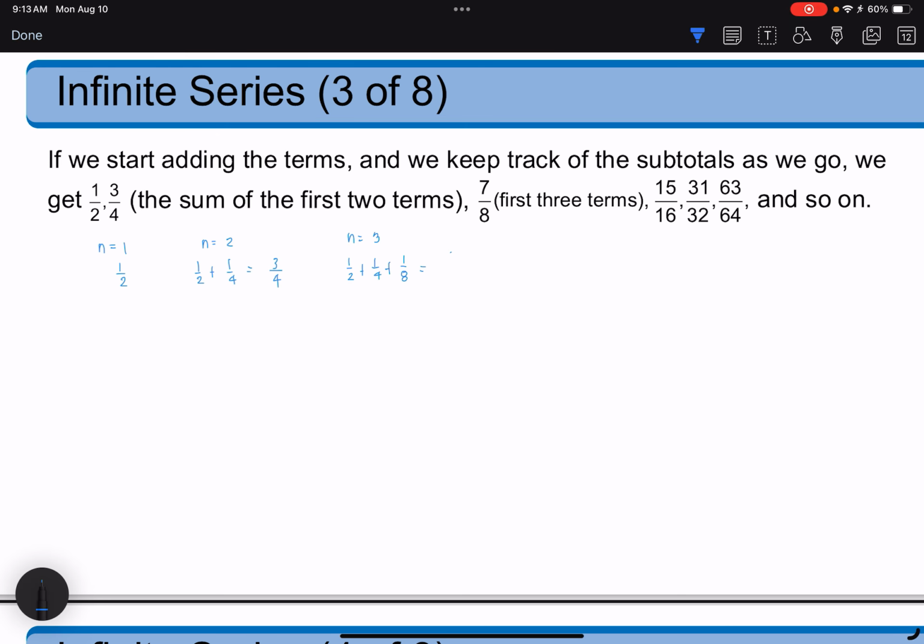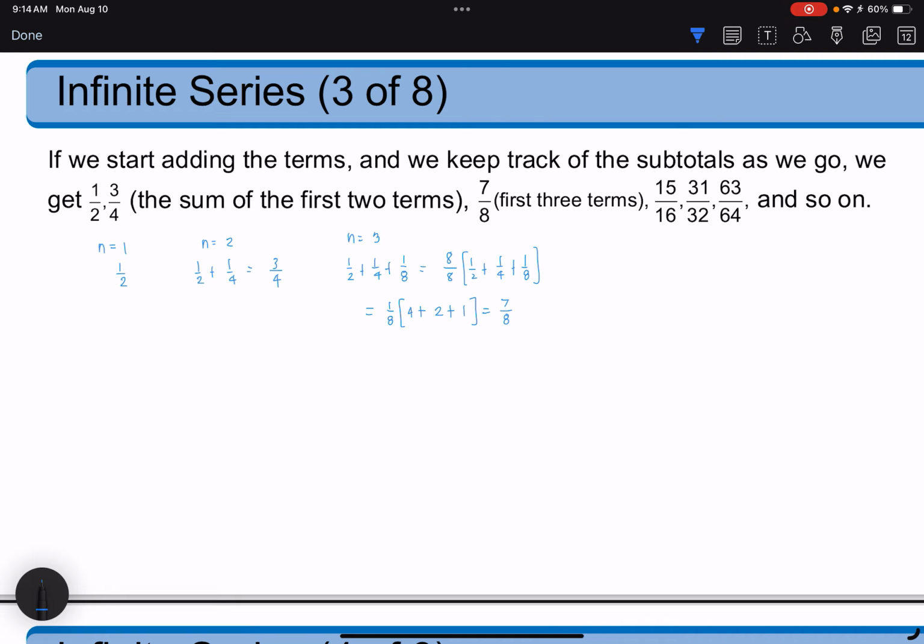So that would be 8 over 8 times 1 half plus 1/4 plus 1 over 8, which is equivalent to 1 over 8 times the following: 8 over 2 is 4, 8 over 4 is 2, and 8 over 8 is 1. So 4 plus 2 plus 1, and that would be 7 over 8.